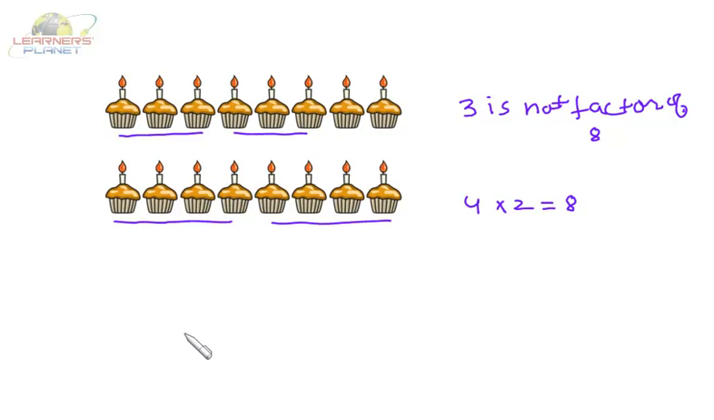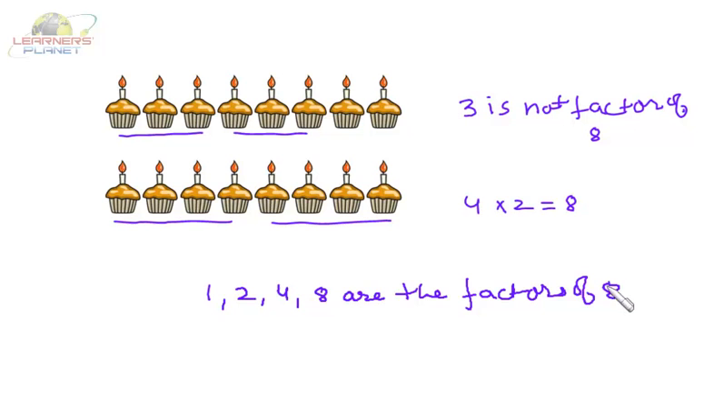So I hope you are clear about the factors concept. So from this activity, we can conclude that 1, 2, 4 and 8 are the factors of 8. But 3 is not the factor of 8. Okay, let's do one more activity.